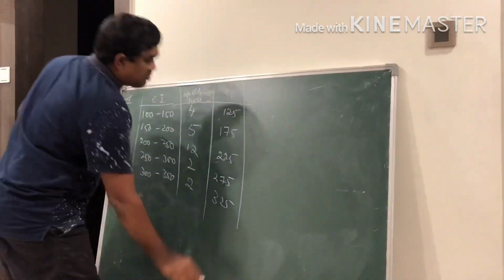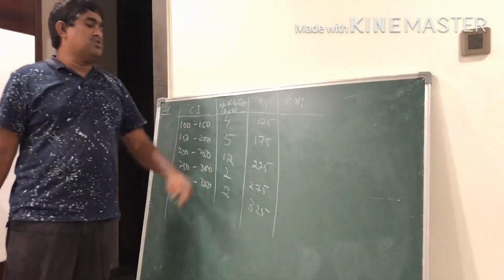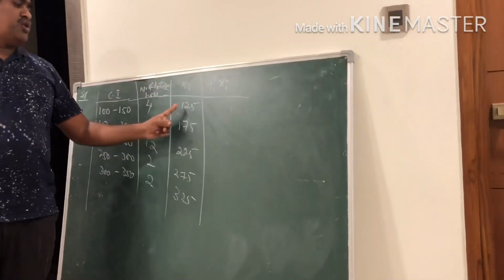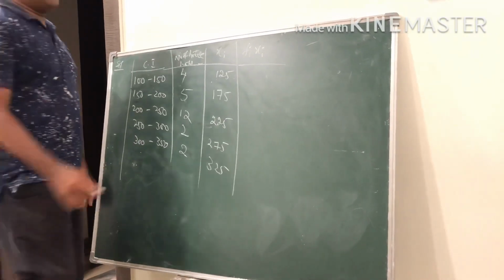So the next one, what you have to do, children? fi xi. So multiply this. 4 into 125. 4 into 100 is 400, 4 into 25 is 100. So 500.